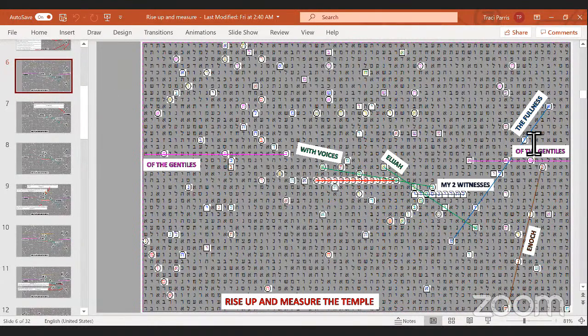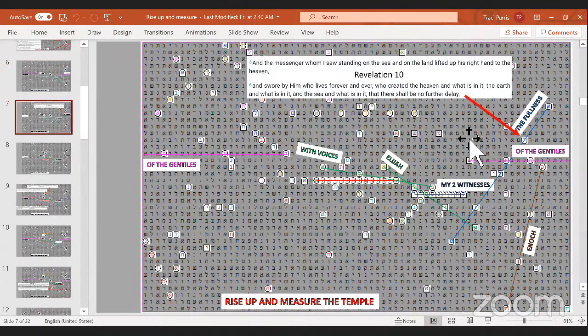Then we have fullness of the Gentiles wraps around from one side to the other. And this is the verse for this Yod. And the messenger whom I saw standing on the sea, on the land, lifted up his right hand to the heaven and swore by him who lives forever and ever, who created the heaven and what is in it, the earth and what is in it, and the sea and what is in it. And there shall be no further delay. So I thought that term, no further delay, was interesting for the fullness.